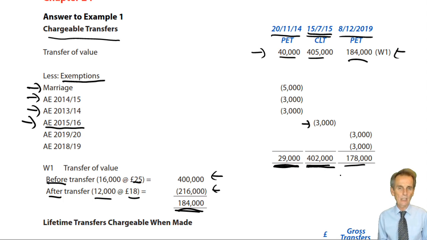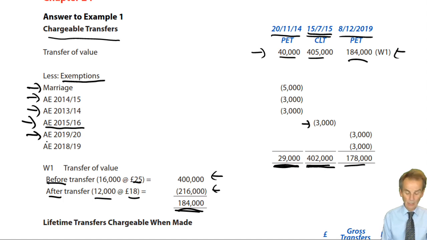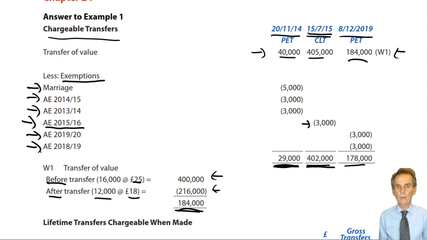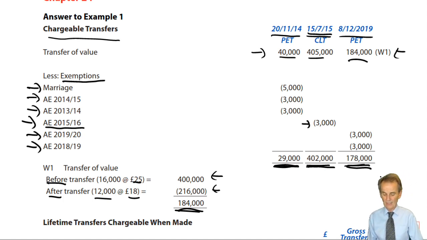The final PET, the transfer of the shares, we've done our transfer of value. There were no other transfers made in that 19-20 tax year, so it enjoyed that annual exemption. We didn't have any transfers in 18-19, so that's an unused exemption. It's brought forward the 1 year it's able to be carried forward for, and that gives us two lots of 3,000. That therefore is 6,000 away from 184,000, and there's our 178,000. Step 1 done. We've computed the chargeable transfers.